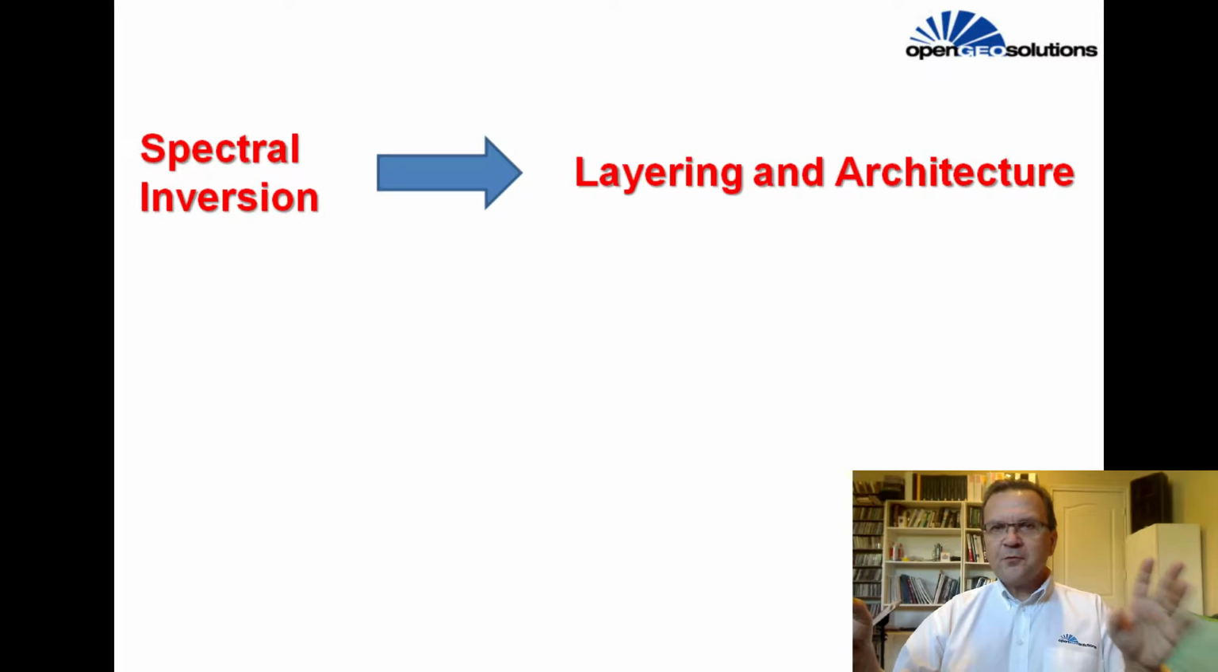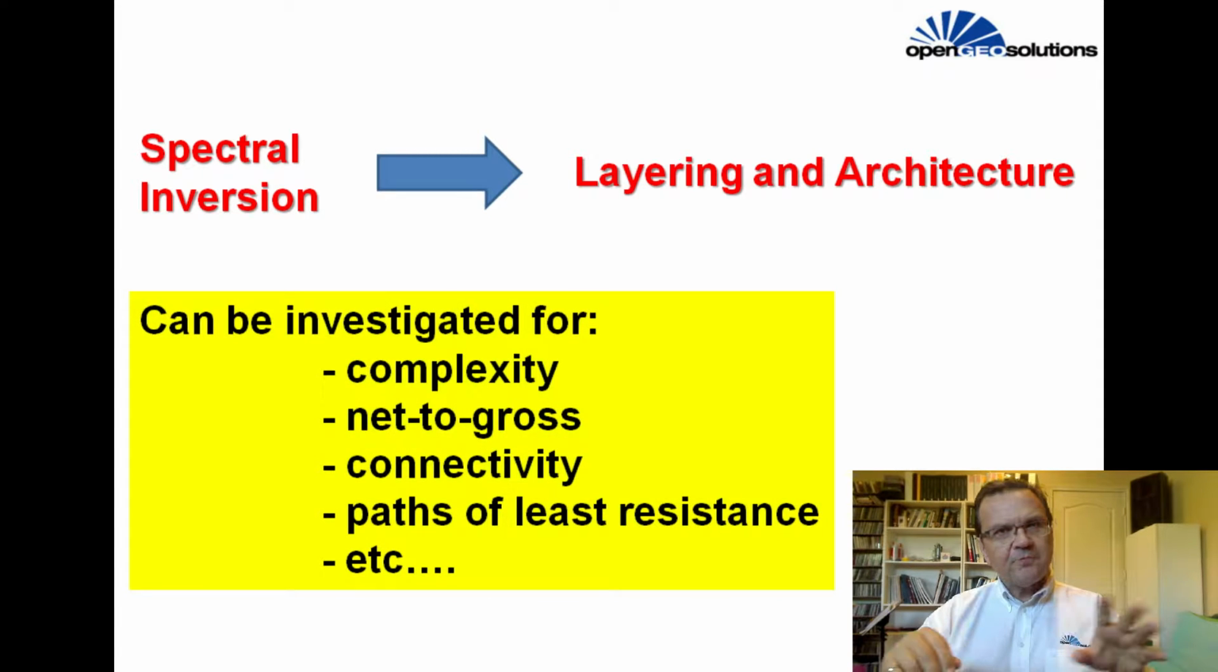Spectral inversion is a method for predicting layering and architecture from seismic data. There are a number of useful byproducts associated with such investigations. For example, you can use the 3D layering solution at the seismic grid scale as a reservoir model to investigate dynamic flow simulation. This can provide seismic-based insight regarding connectivity and paths of least resistance.